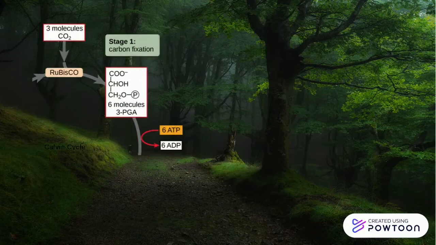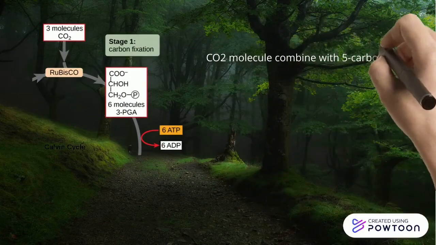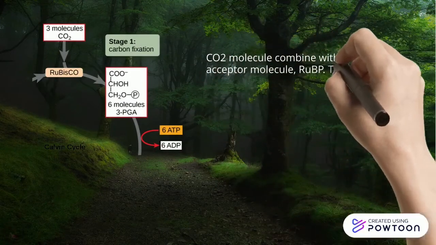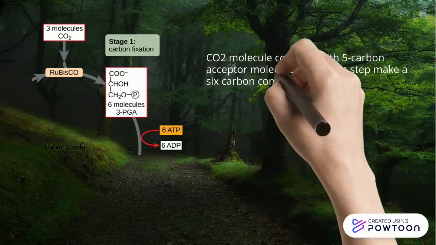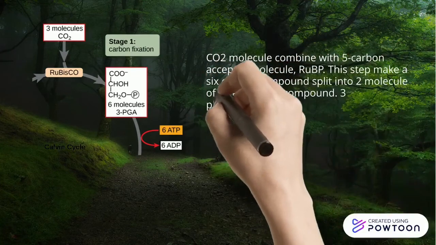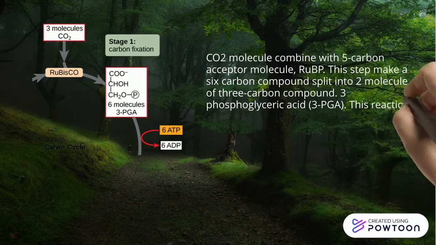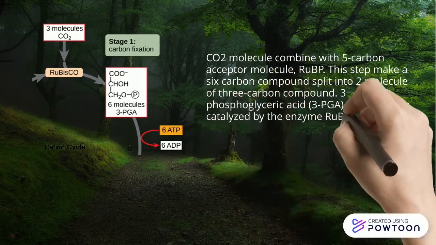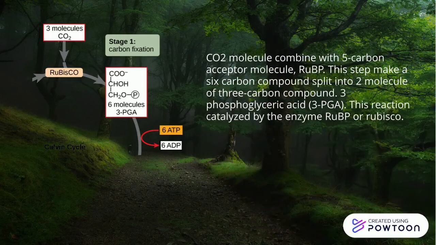First stage is carbon fixation. A carbon dioxide molecule combines with the 5-carbon acceptor molecule RuBP. This step makes a 6-carbon compound that splits into 2 molecules of a 3-carbon compound, 3-phosphoglyceric acid, 3-PGA. This reaction is catalyzed by the enzyme RuBisCO.